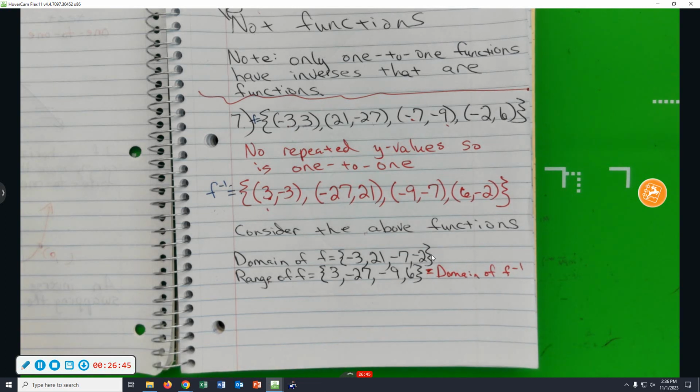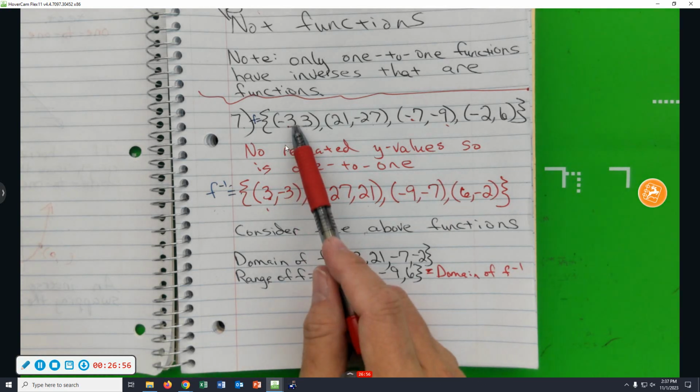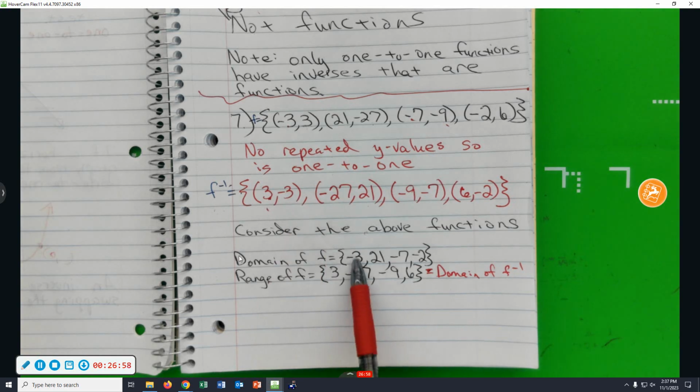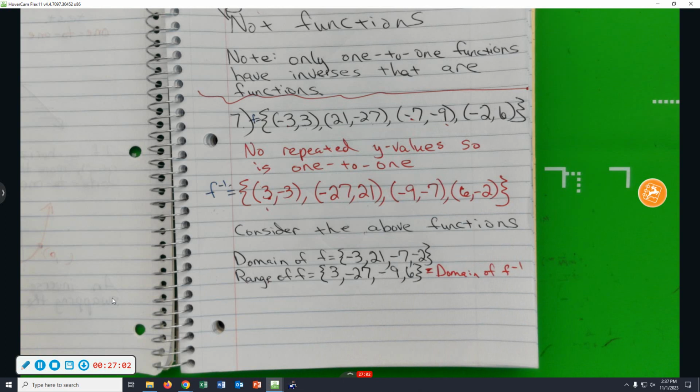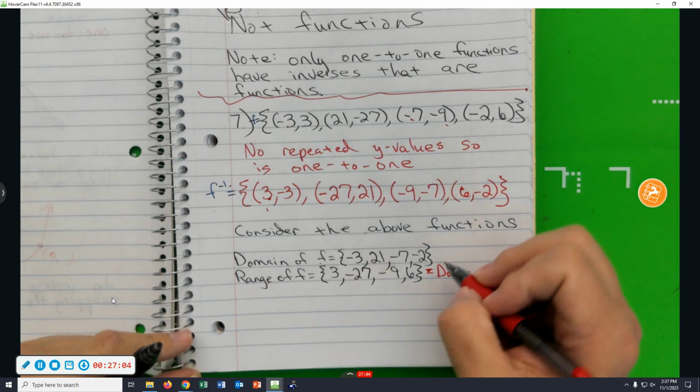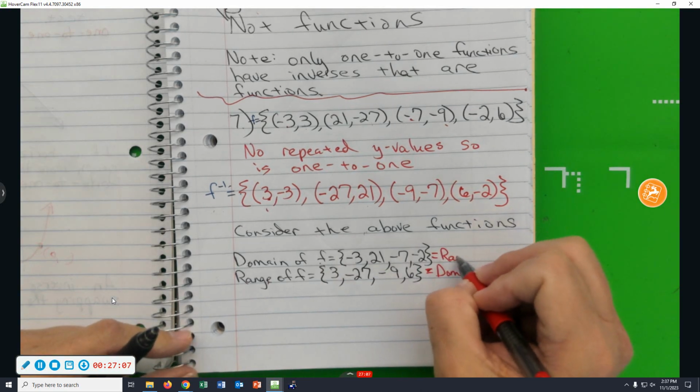Let's apply that same logic to the range of the inverse. The numbers that are y values in the new function, where do they start off? The x's in the original. Notice -3, 21, -7, and -2. The domain of the original is equal to the range of the new one.